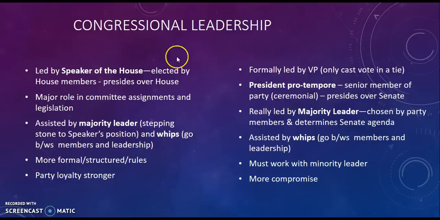Now, when you look at the leadership here, notice that the House of Representatives is going to be led by the Speaker of the House, has the most powerful position there, third in line to the presidency. And their importance here is that they have a role in committee assignments. They also control the calendar. Now, when we look at the Senate, this is going to be formally headed by the VP. You do technically have a ceremonial position under the president pro tempore, but really the bulk of the power is going to go under the Senate Majority Leader. And again, they're going to determine the Senate agenda, the calendar. You typically are going to find more compromise in the Senate as opposed to the House of Representatives.